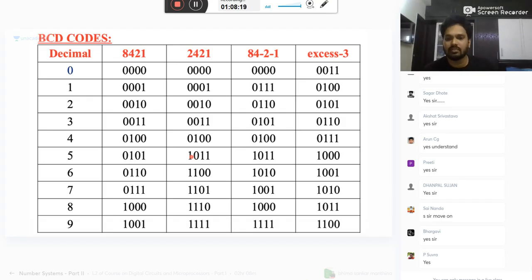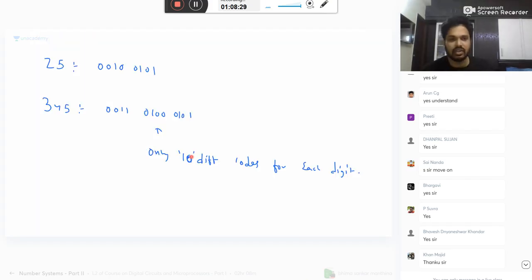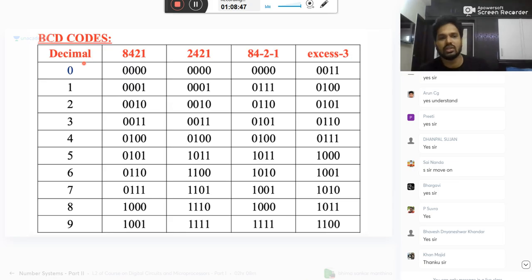Now listen here. In the BCD, these are the different codes we are going to use. In BCD, each digit is in the range of 0 to 9. Now see here, 0 to 9 I have taken. What are the BCD codes? 8421 is the standard, our binary only.